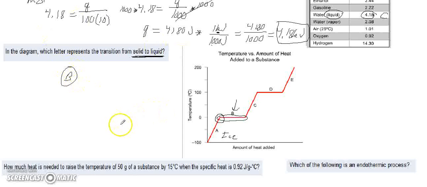A lot of people put C. A lot of people thought it was C, and that's not correct, right? We've already melted at C. Now we're in liquid water. Right? We're heating up our water. And then D is where it's boiling. It's changing to steam. And then E, we're at water vapor. We're at steam already. All right? So we're at solid ice on A. On the B line here is when the ice is melting.